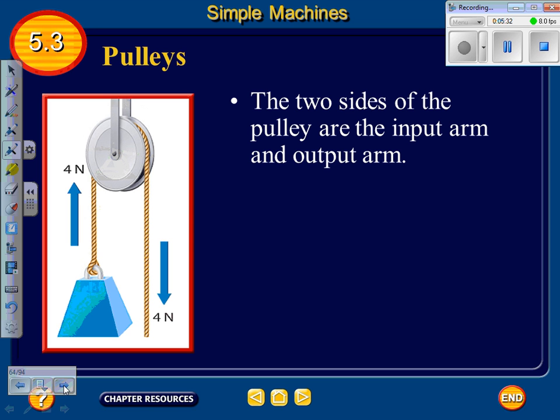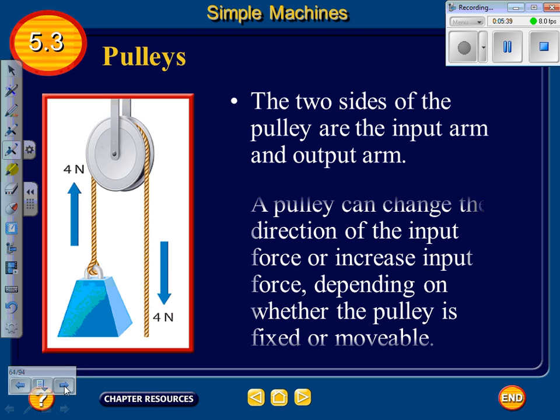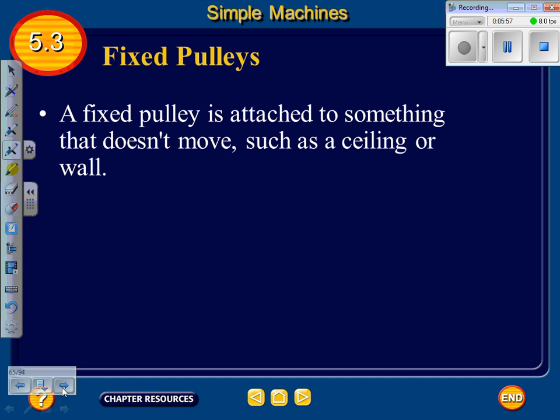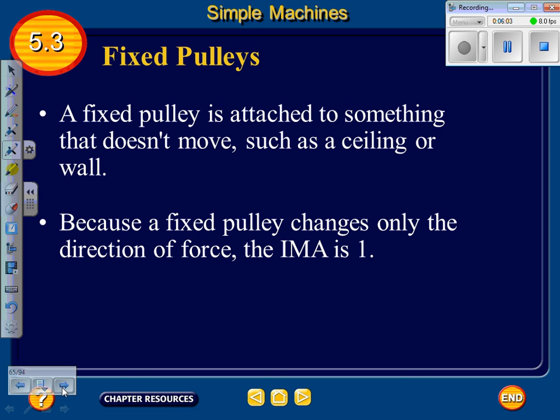Two sides of the pulley are the input and output arm. And again, input, output. A pulley can change the direction of the input force or increase input force, depending on whether the pulley is fixed or movable. Again, this is a fixed pulley. We'll take a look at movable pulleys in a minute. A fixed pulley is attached to something that doesn't move, such as a ceiling or a wall. Because a fixed pulley changes only the direction of force, the IMA is 1.